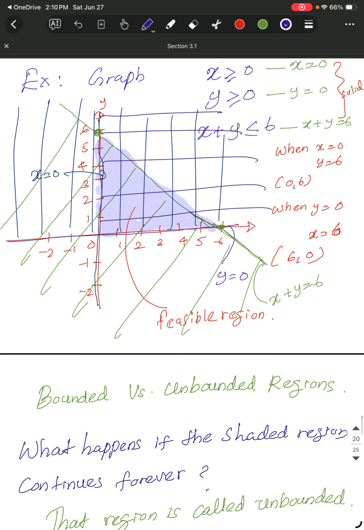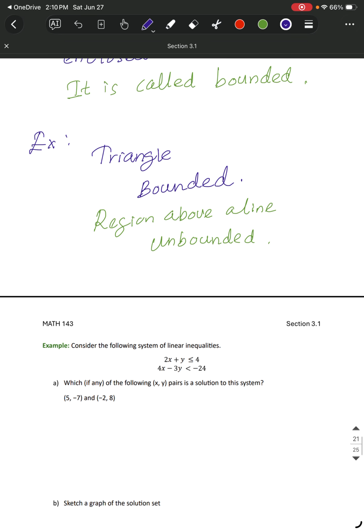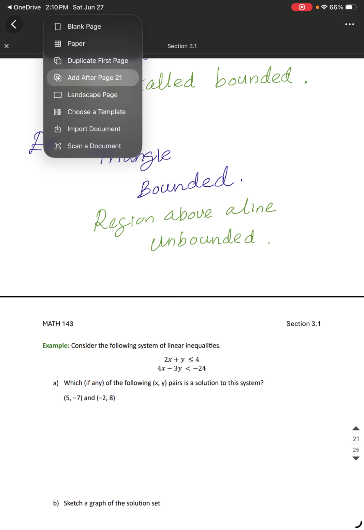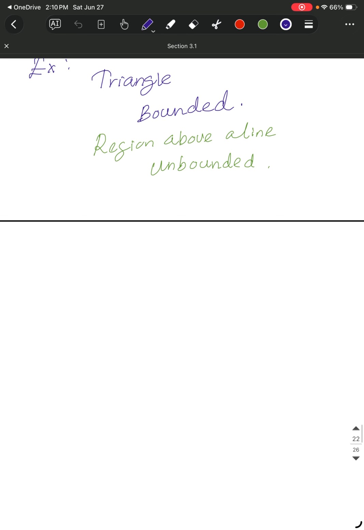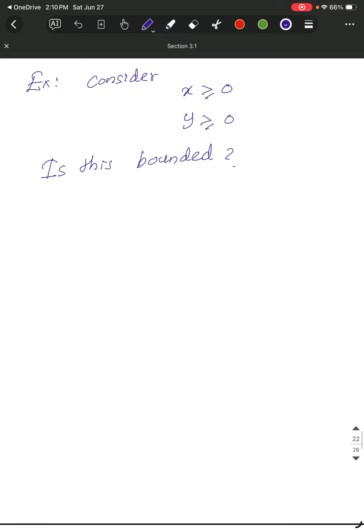Okay, I hope everything is clear so far. Then let's go for the exercise. One more example here. So the example, consider x greater than or equal 0, y greater than or equal 0. Is this bounded?